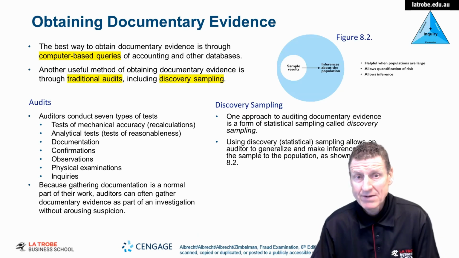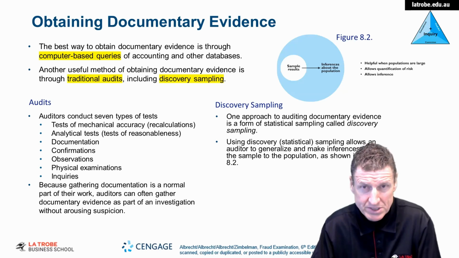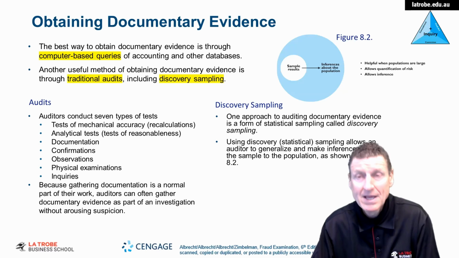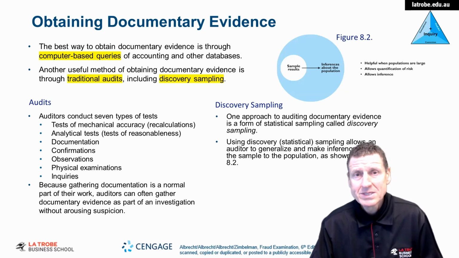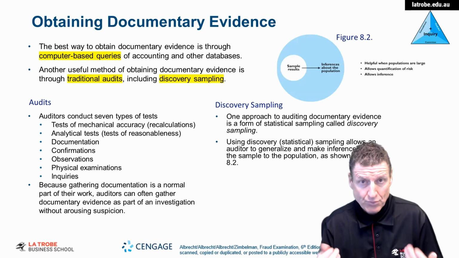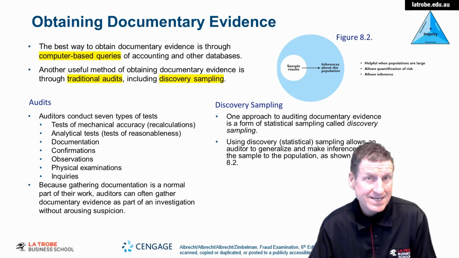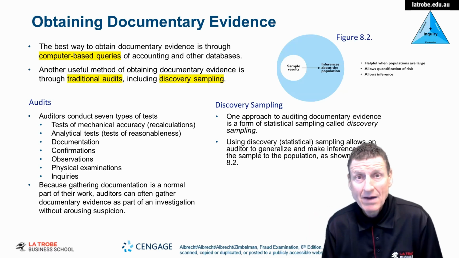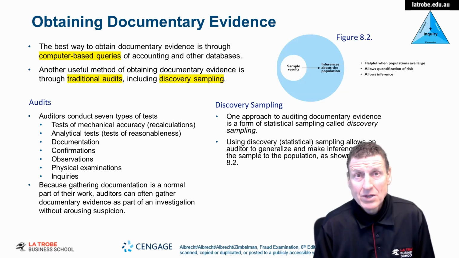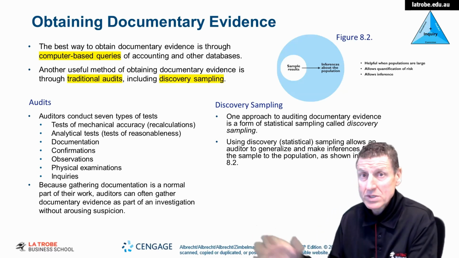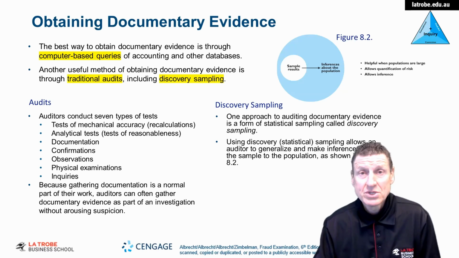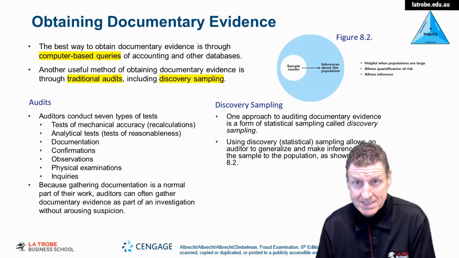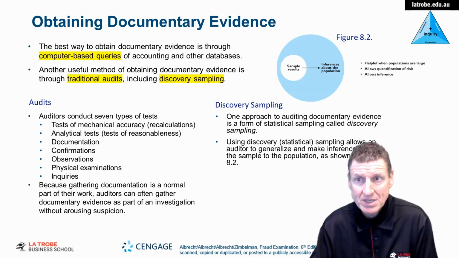So inventory stock take would be a physical examination, or confirmations could be a title search for a property that you claim to have. All right. So auditors, it is their bread and butter to go out and conduct these tests all the time. What about discovery sampling? This is another way of looking at documentary evidence where you don't have time to actually look at all documents in the population. You need to just do some sampling to make some hypotheses about the total population.